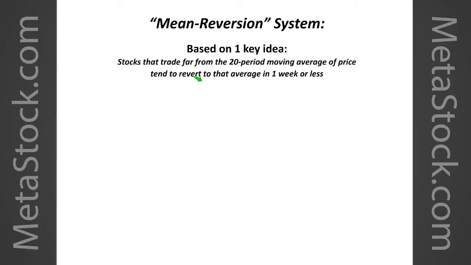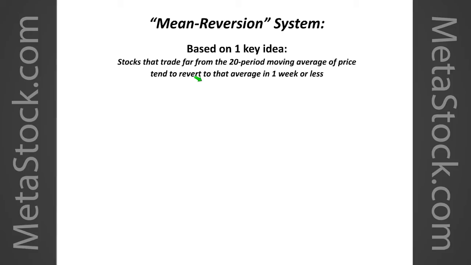There are varieties of them out there, but it's based on one key idea: when stocks make extreme moves in price away from their 20-period moving average, and I use the 20-period moving average because that really fits my particular trading profile. You can use a shorter-term moving average if you like quicker trades. You can use a longer-term moving average if you like longer-term trades. But my particular trading profile really fits the 20-period moving average, which gives you trading holds of about 1 to 2 weeks.